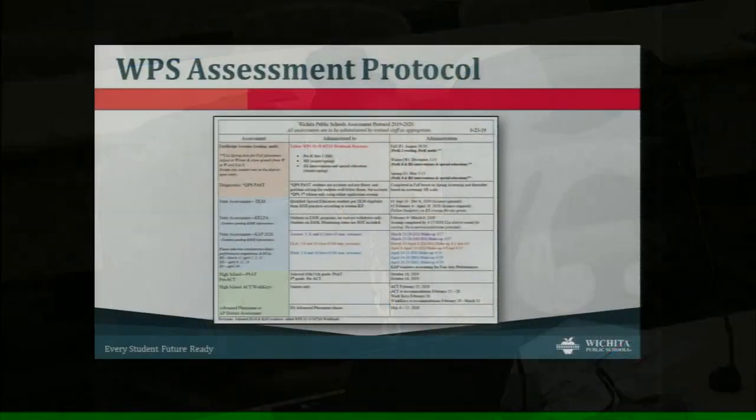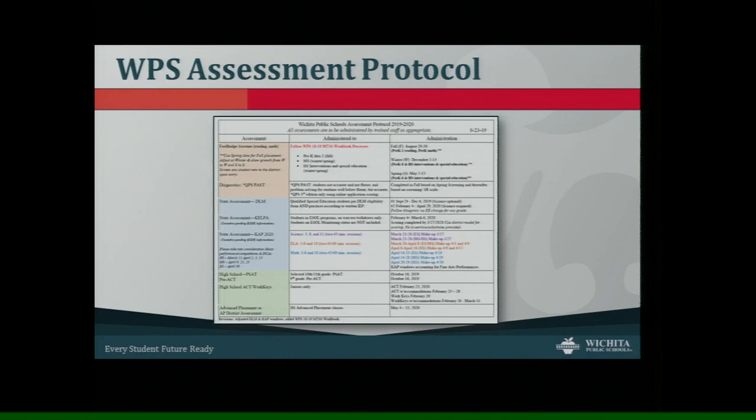There are those ongoing assessments that I just described that occur in our classrooms that teachers use daily to identify individual students' needs and for planning purposes for their grade level as well as for their content area. But in addition to those classroom assessments, there is also the assessment protocol, which outlines all of the district-wide assessments which are required in Wichita Public Schools for all levels.